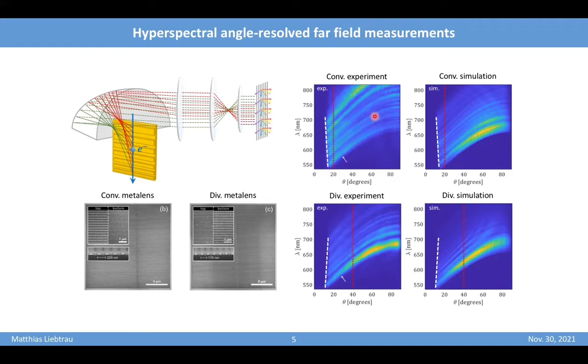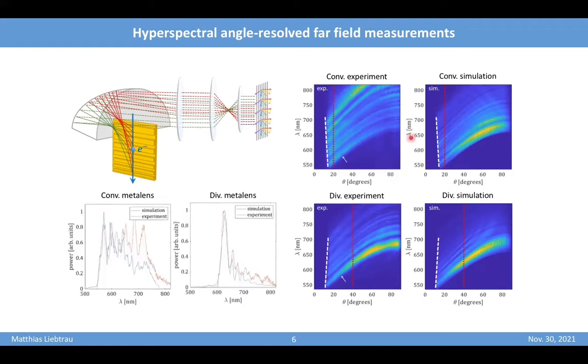And to understand these complex emission patterns and also correlate them with the desired near field effect, so this converging focusing effect or diverging effect, we performed a hybrid approach simulation. We used our FDTD simulations as a source for a ray tracing model of our experimental light collection setup. And as you can see, we find a really nice agreement here between the experimental and the simulated data.